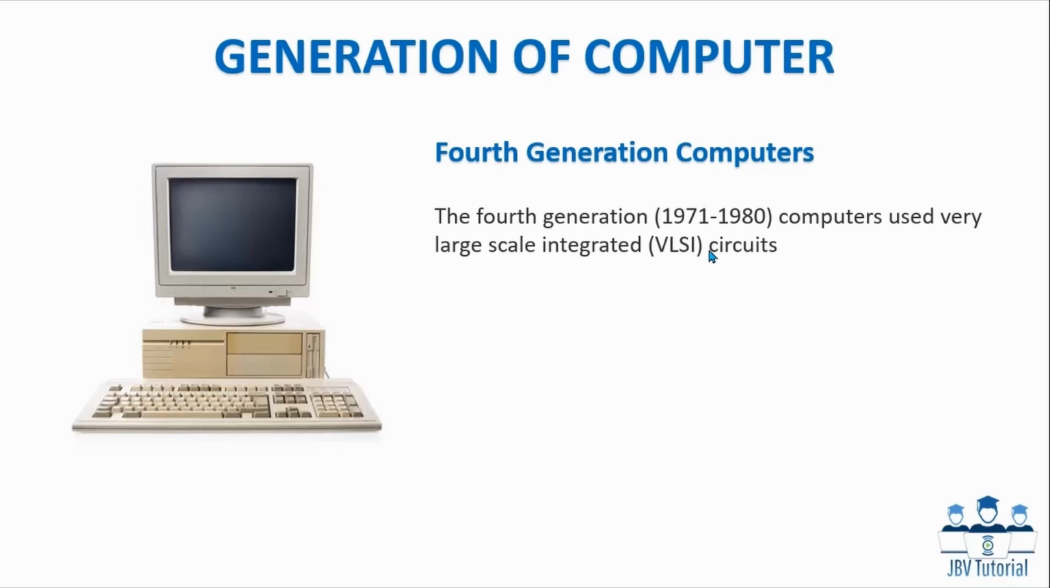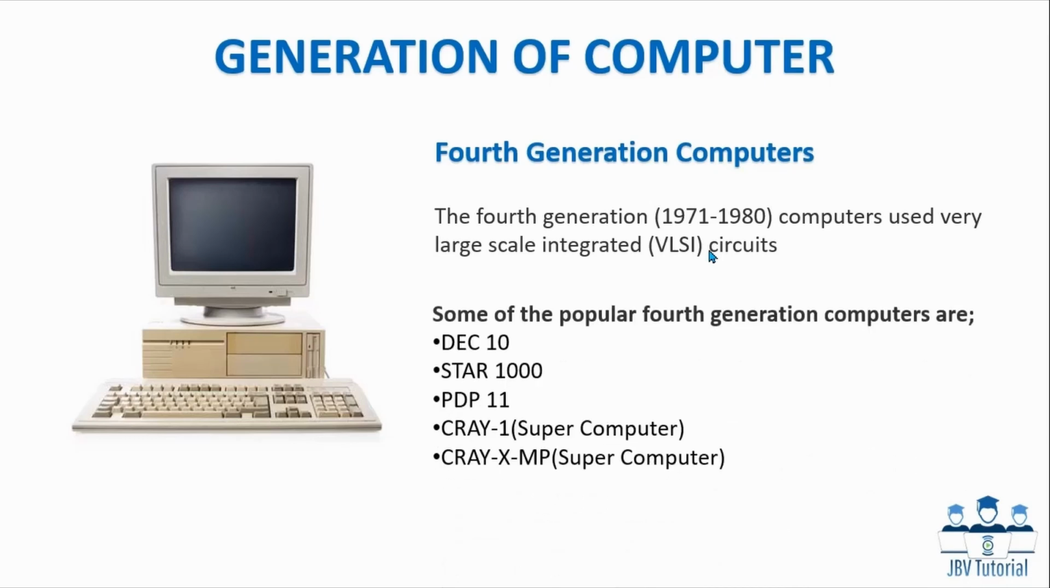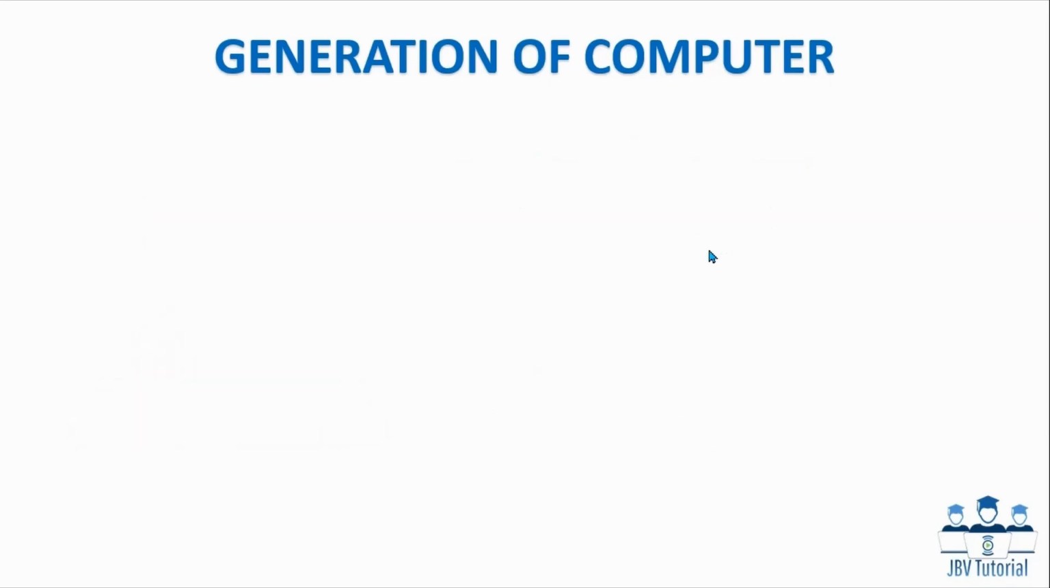Fourth-generation computers. The fourth generation, 1971 to 1980, computers used very large-scale integrated, VLSI, circuits, a chip containing millions of transistors and other circuit elements. These chips made this generation computers more compact, powerful, fast, and affordable. These generation computers used real-time, time-sharing, and distributed operating system. The programming languages like C, C++, dBase were also used in this generation. Some of the popular fourth-generation computers are DEC 10, STAR 1000, PDP-11, Cray 1 supercomputer, Cray X-MP supercomputer.